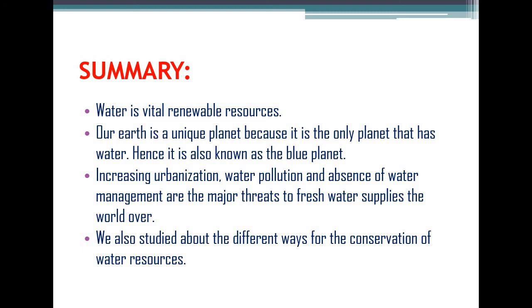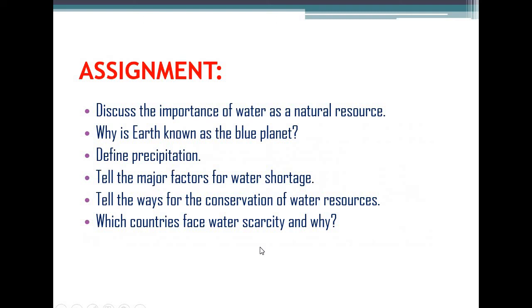Now let's take a recap of what we have studied today. Water is a vital renewable resource. Our Earth is a unique planet because it is the only planet that has water. Hence, it is also known as the blue planet. Increasing urbanization, water pollution, and absence of water management are the major threats to freshwater supplies the world over. We also studied the different ways for the conservation of water resources.